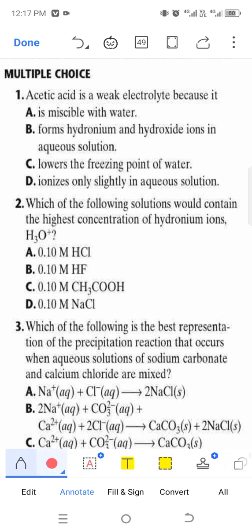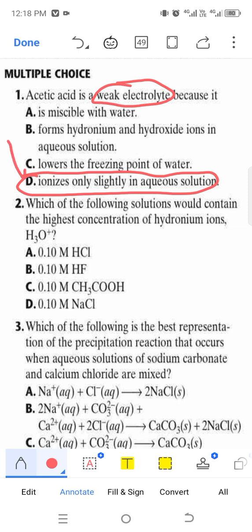It stated that acetic acid is a weak electrolyte. So why is it a weak electrolyte? The property of weak electrolytes is that they form ions but are only slightly ionized or dissociated, so partially ionized or partially dissociated. The first one is miscible with water. It's not. Forms hydronium and hydroxide. It will form hydronium but does not form hydroxide. Lowers the freezing point of water. It will lower the freezing point of water, but it's not related to the strength of the electrolyte. Ionize only slightly in aqueous solution is the correct answer, because we mean partially ionized and it becomes a weak electrolyte.